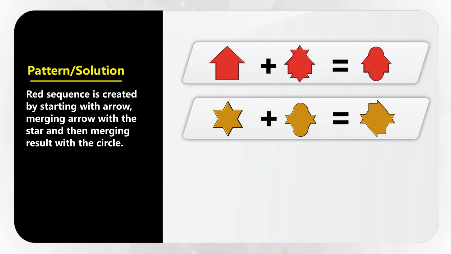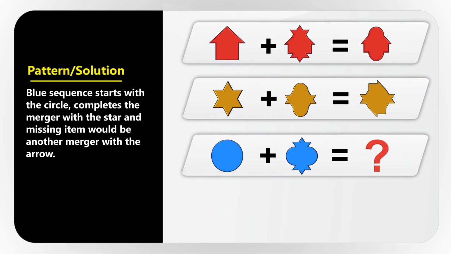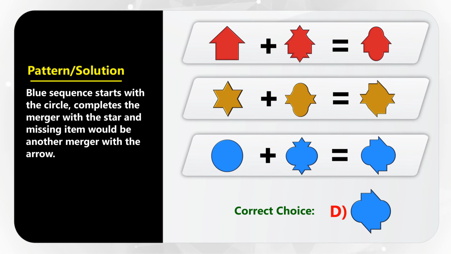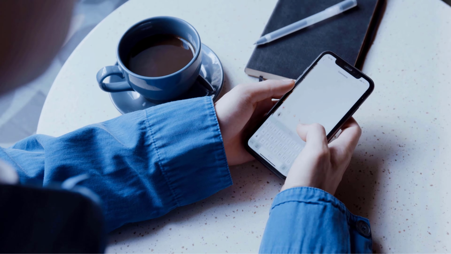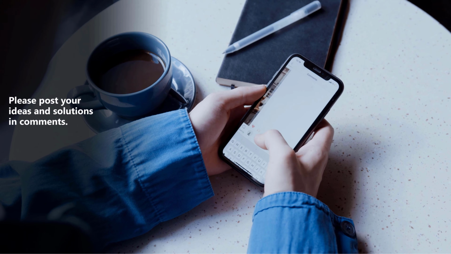The yellow expression is created by starting with the star, merging it with the circle, and then merging the result with the arrow. And last but not least, the blue sequence starts with the circle, completes the merger with the star, and then the missing item can be created by doing another merger with the arrow. As you might have noticed, the objects here are presented as expressions instead of being a sequence. There's no other reason to do it than just to confuse you. Did you get to the same answer? If not, please post your ideas, solution, and rationale in comments.